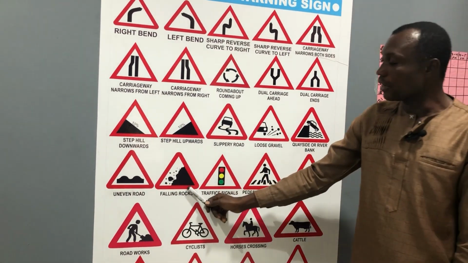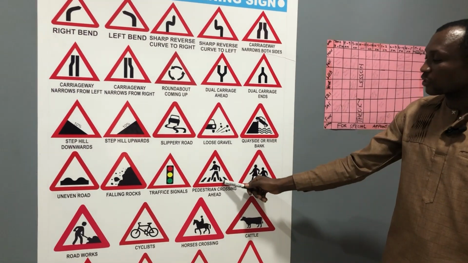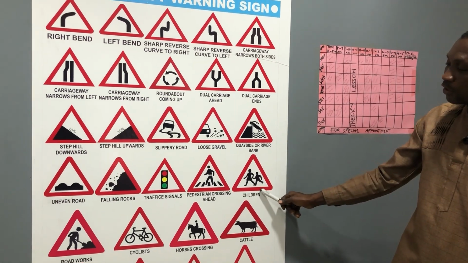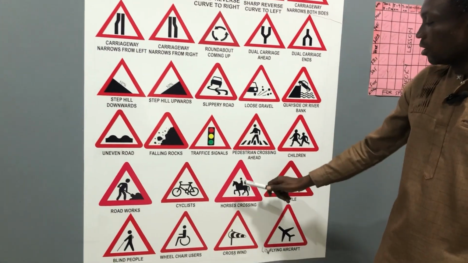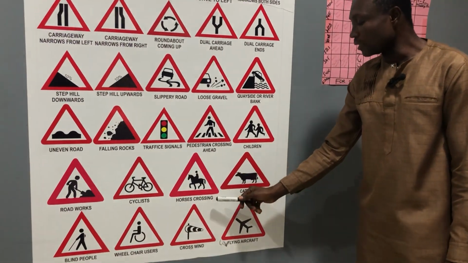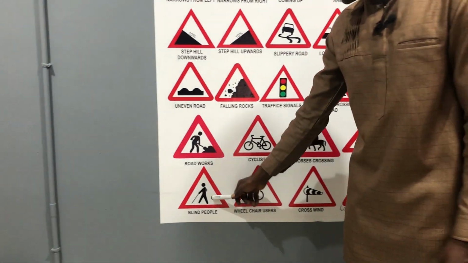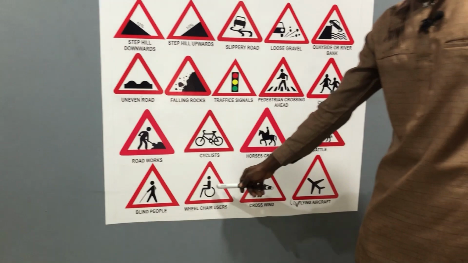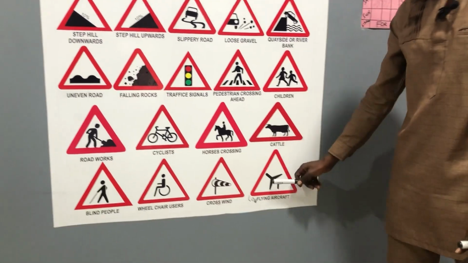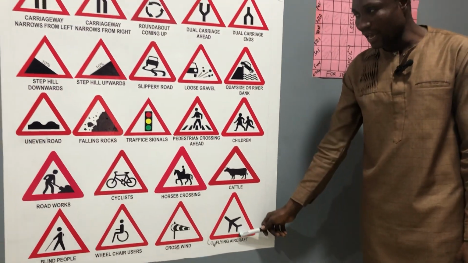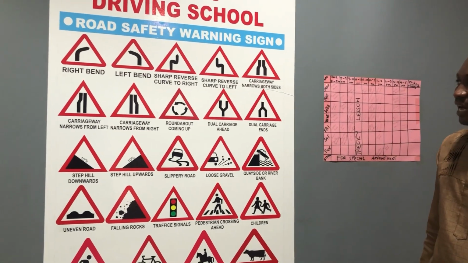falling rocks ahead, traffic signal light ahead, pedestrian crossing ahead, children crossing ahead, roadworks ahead, cycle crossing ahead, horses crossing ahead or token crossing ahead. We talk of animal crossing ahead, blind people crossing ahead, person with disability on a wheelchair crossing ahead, crosswind ahead, low flying aircraft ahead. Now, these are some few of the warning signs.